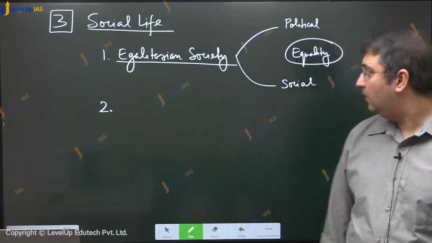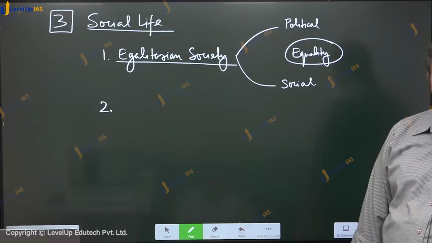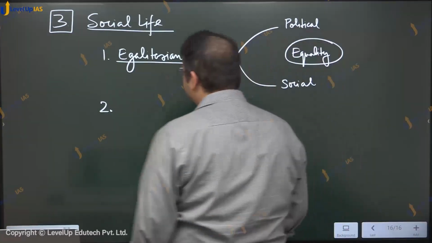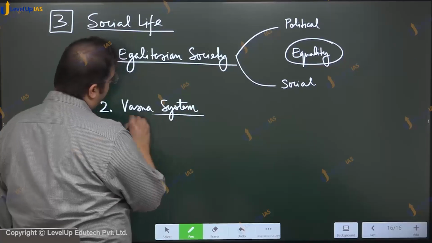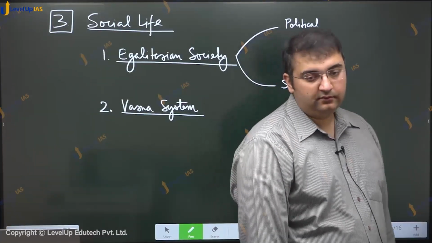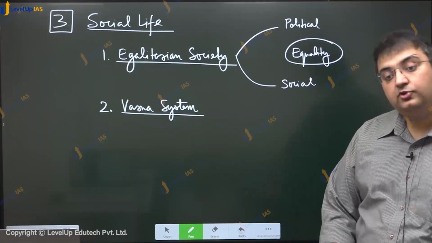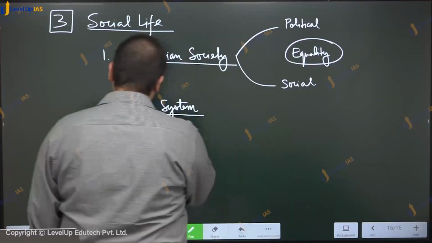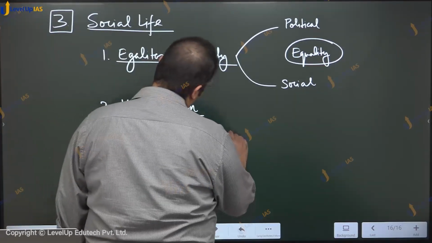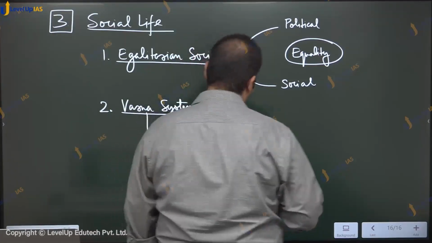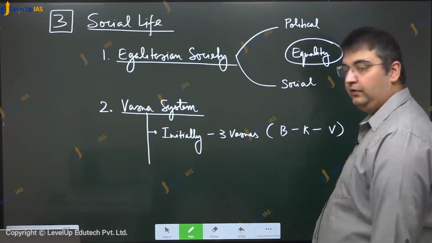Now, while the society was egalitarian, was there any basis of social ranking at this point of time? Yes, there was. What was it called? The varna system. How many varnas? Four. Initially, only three varnas existed. The fourth varna, that is Shudra Varna, emerged towards the end of the early Vedic age. Which ones? Brahmana, Kshatriya and Vaishya.